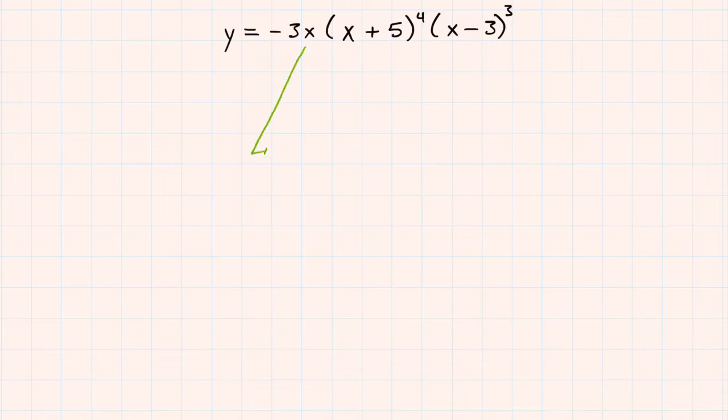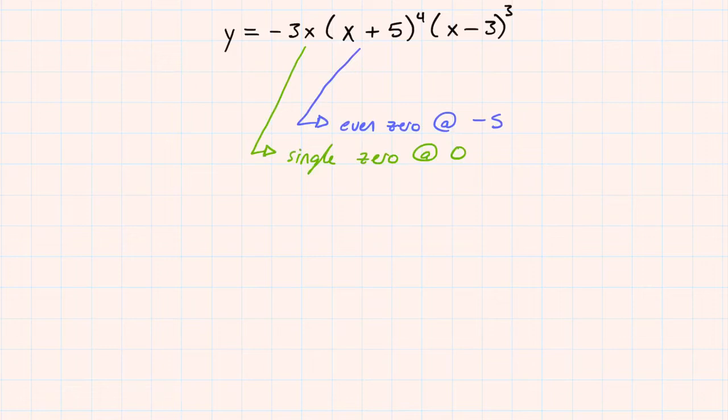backwards. That x, this is the one everybody misses, but it's raised to the power of 1, so it's a single zero at 0. Okay, if we shove a 0 into x, it's going to make it equal 0, so that's why there's a 0 at 0. At x plus 5, well, that's an even zero because it's raised to the power of 4 at -5 because -5 plus 5 is 0. It's always what makes it equal 0.